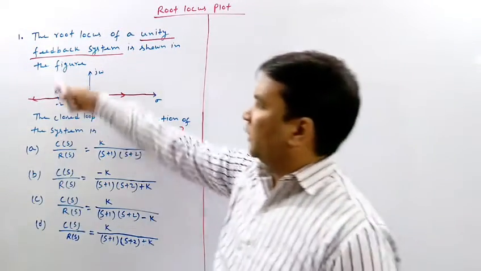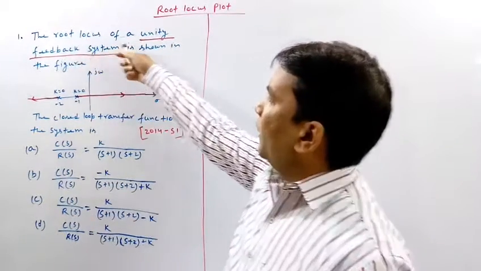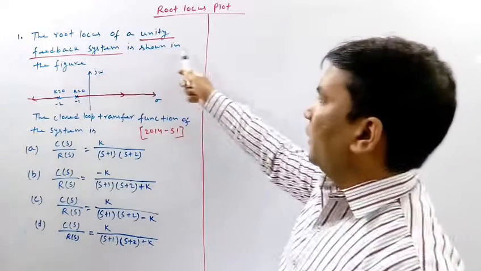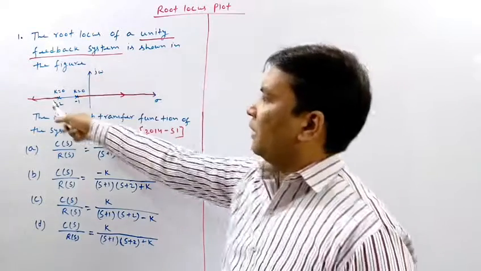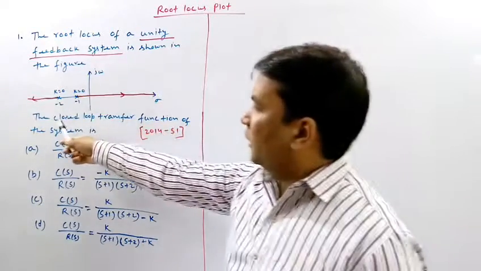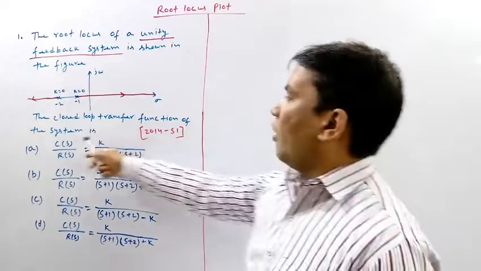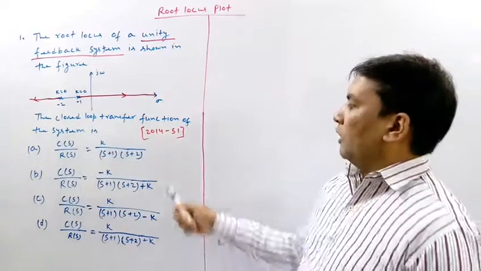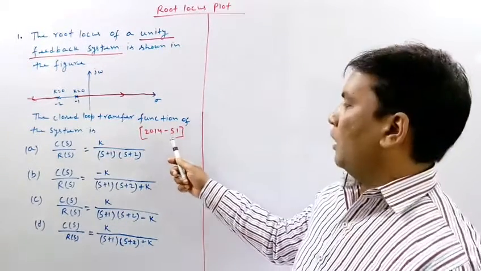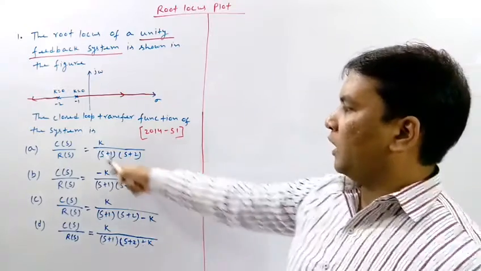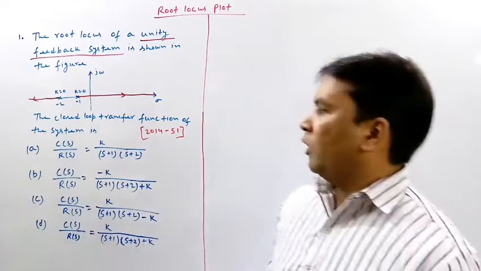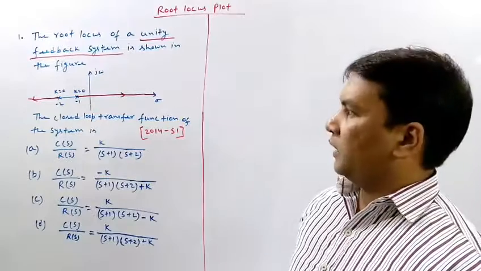The first problem is: the root locus of a unity feedback system is shown in the figure. This is the figure shown. The closed loop transfer function of the system is. This question was asked in GATE 2014 S1. There are 4 alternatives given, so let us see which option is correct.